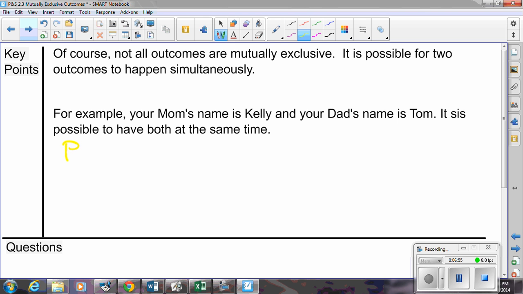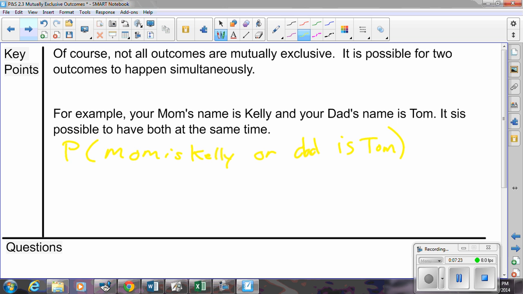For example, what's the probability that your mom is called Kelly? Or the probability that your dad is... Man, I can't even write the word dad. That's terrible. Well, is it possible to have that happen at the same time? Could you have both a mom named Kelly and a dad named Tom?